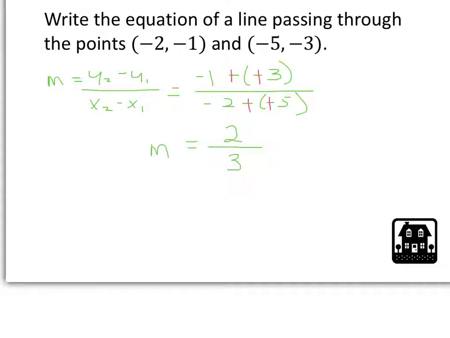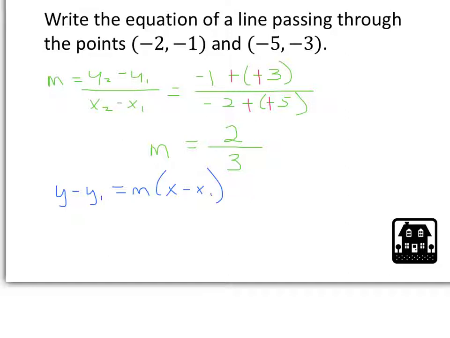Now we can use our point-slope formula, which is y minus y1 equals m times x minus x1, where y and x don't change. They stay y and x. What changes is we substitute in for y1 and x1 and m. So what we want to do is decide which of these points up here we're going to use, and it doesn't really matter. I'll use -2 and -1 because they're littler numbers and we like little.